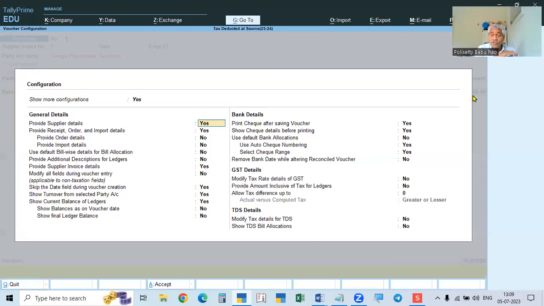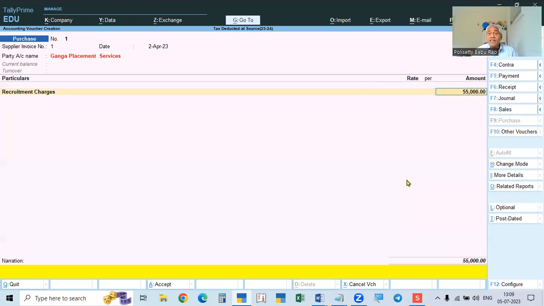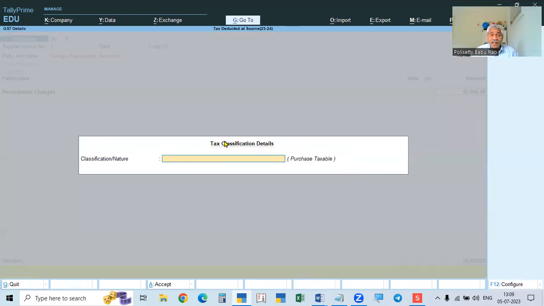For that, go to F12, go to GST details, modify tax rate details GST. So make it yes, accept. So here, if we enter, it will ask you the tax classification, but you need not give. Automatically it will give, because from the name of the person and the state of the person, it will automatically fetch this.